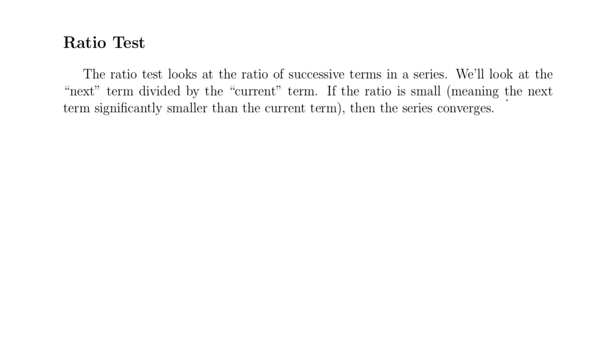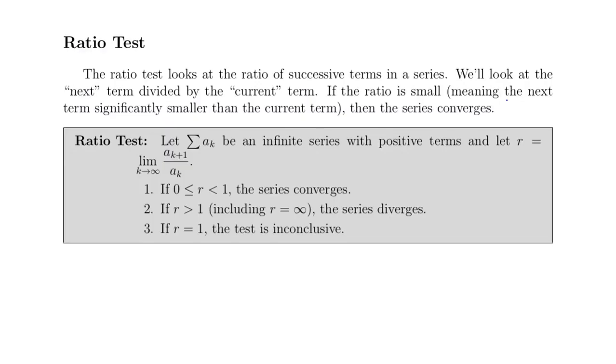So if the next term is a lot smaller than the current one over and over again, that might work. So here's what the ratio test says. We're looking again at positive terms, and we've got this ratio that we're looking at: the limit as k goes to infinity of a sub k plus 1, the next term, over a sub k, the current term.